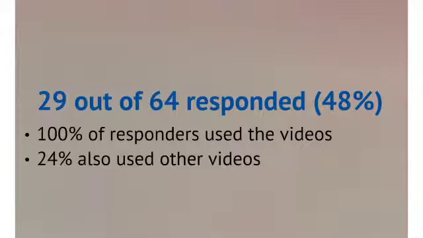Obviously students don't like filling in questionnaires, so 48% responded, but out of that, all 100% used the video resources. They might have used it once, they might have used it over 20 times. We asked them in bands of five how many times they used it, and it ranged from 1 to 5 to 15 to 20, but they all used it.